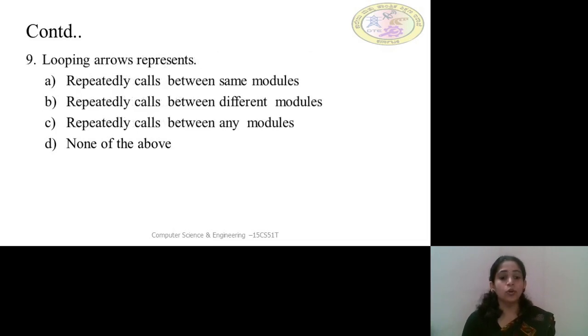Question number 9. Looping arrows represent: option A, repeated calls between the same modules. Option B, repeated calls between different modules. Option C, repeated calls between any modules. Option D, none of the above. As we saw on the previous slides, the arrow mark represents repeated calls between different modules. In the example we took, module A will be repeatedly calling module C and module D. So the best suitable option here is option B, repeated calls between the different modules.